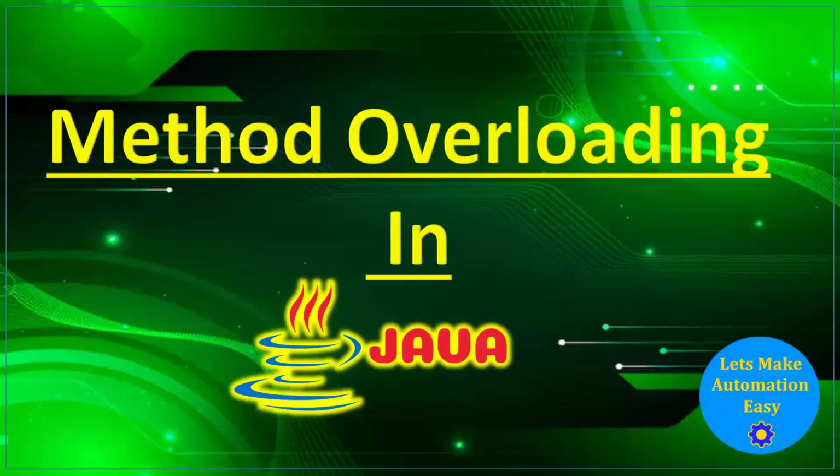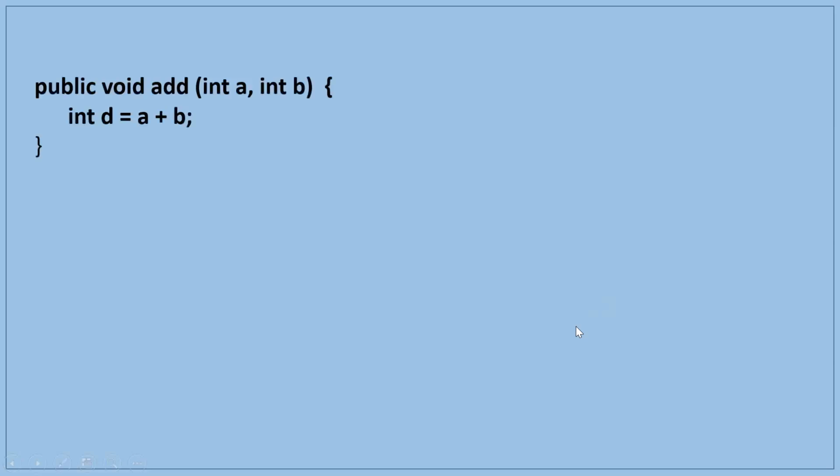In this session, we are going to discuss method overloading in Java. For that purpose, first understand how we create methods and what the different parts of a method are. Here we have created a method, public void add, and in the round brackets, int a, comma, int b, and then we have defined the curly brackets.